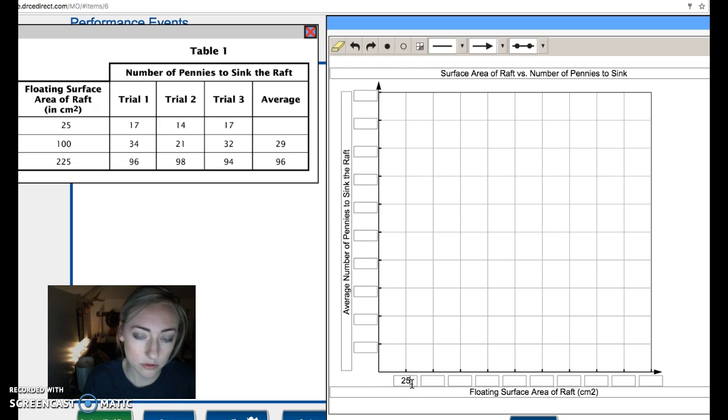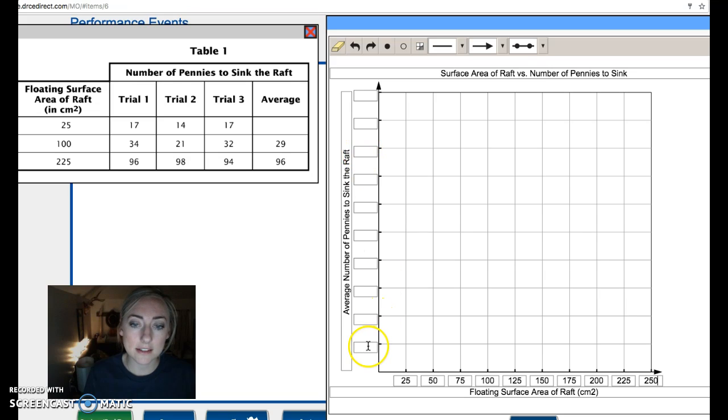So you're going to do 25 and then 50, 75, 100, 125, 150, 175, 200, 225, and 250. So again, the 0 is implied, so 0 to 25, 25 to 50, 50 to 75. We're counting by 25s each time. So that takes care of our x-axis.